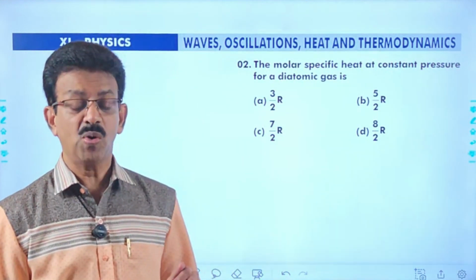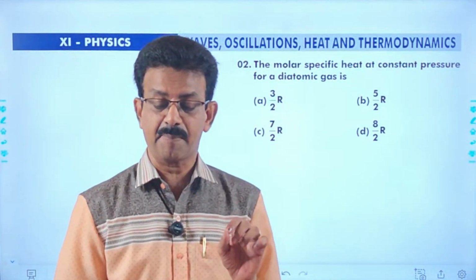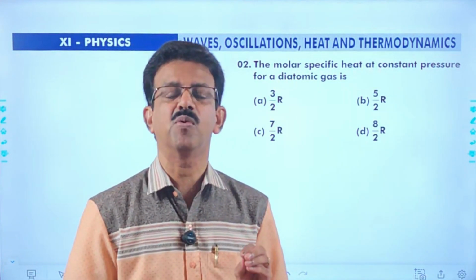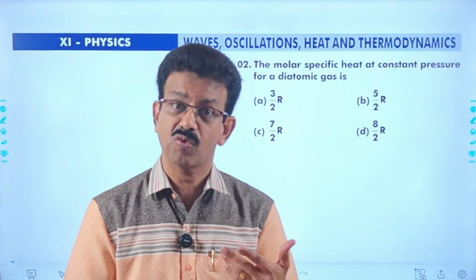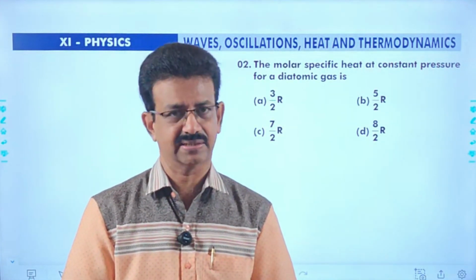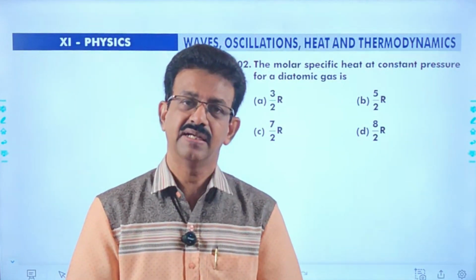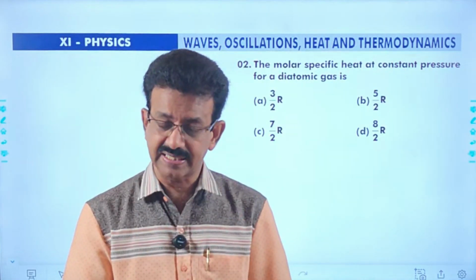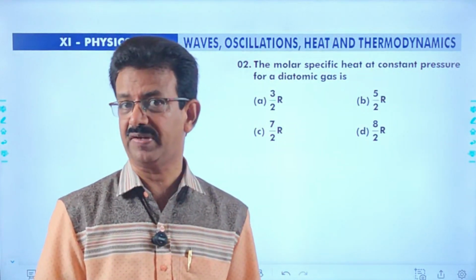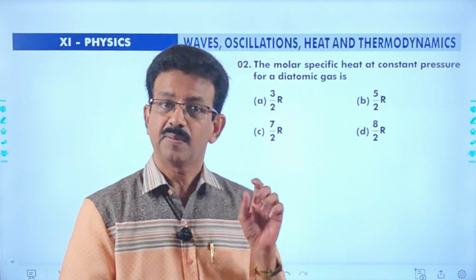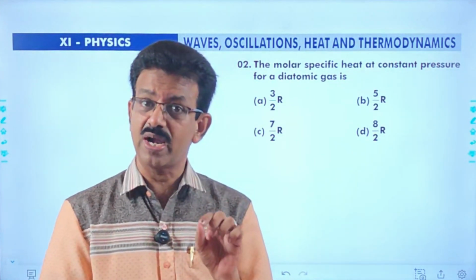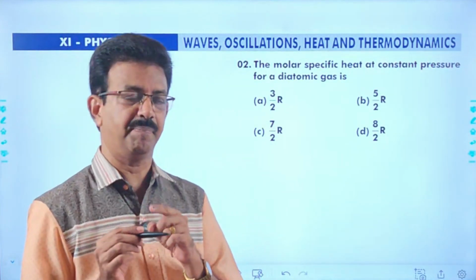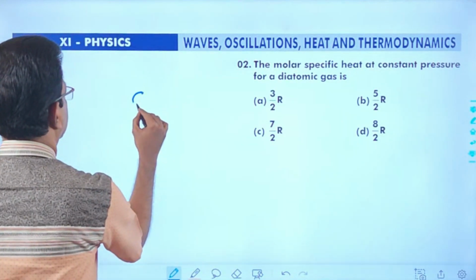Question number 2. The molar specific heat at constant pressure for a diatomic gas. First, I will discuss some important points about the specific heat capacity for gases. During the heating process of a gas, we keep either the volume or pressure constant, and hence for a gas there are 2 specific heat capacities. One, specific heat at constant volume Cv, and the other one, specific heat at constant pressure Cp.